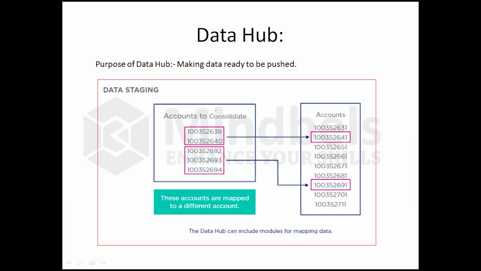Okay, so here if you see accounts, there are two accounts. This one, 10035, and this second one. These two accounts they want to use for planning purposes, but from the source data set it is coming as these three accounts and these two accounts. But they don't want to plan this individually. They combine these two accounts and map to this particular account. Here they combine three accounts and map to this account. So that can be done in the data hub. That's the use of data hub.